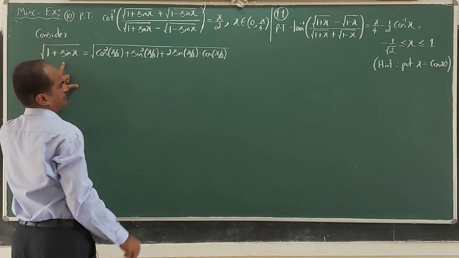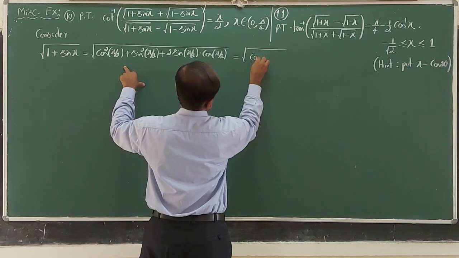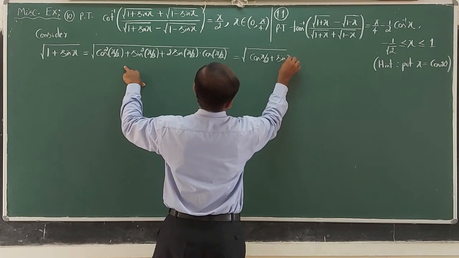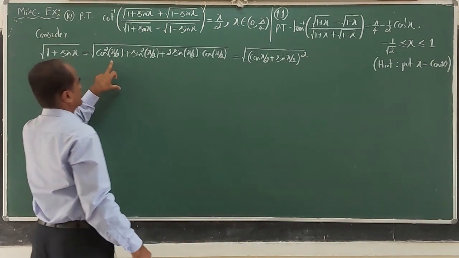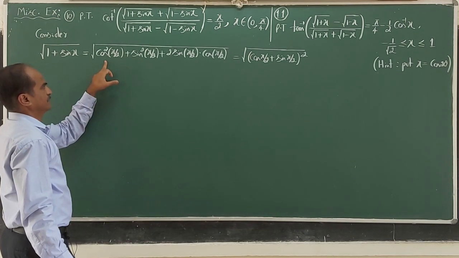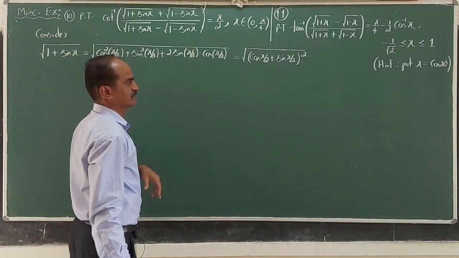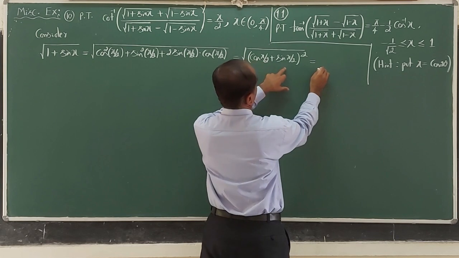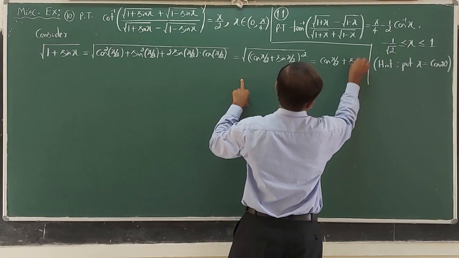What it becomes? It is a square root of cos x by 2 plus sin x by 2 whole square. Because you take cos x by 2 as a, sin x by 2 as b, a square plus b square plus 2ab, a plus b whole square I have written. Further, square root of a plus b whole square is what? A plus b. So it becomes cos x by 2 plus sin x by 2.